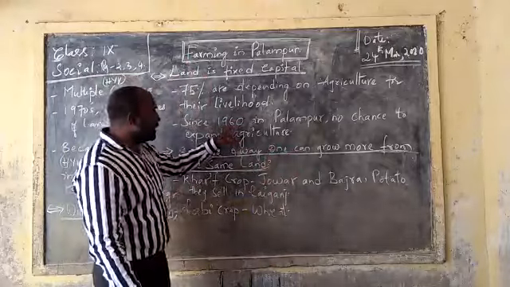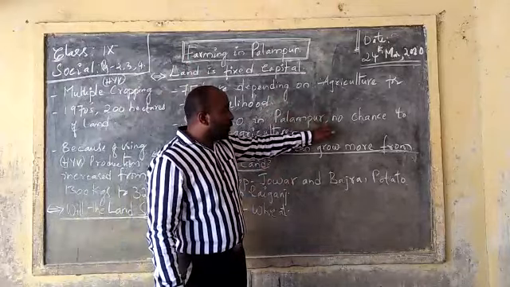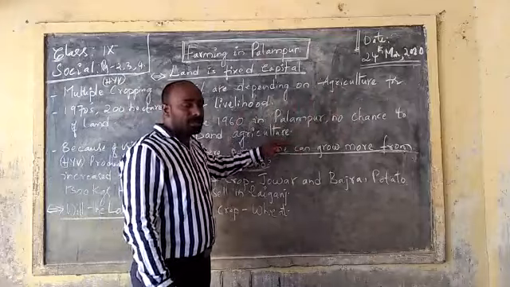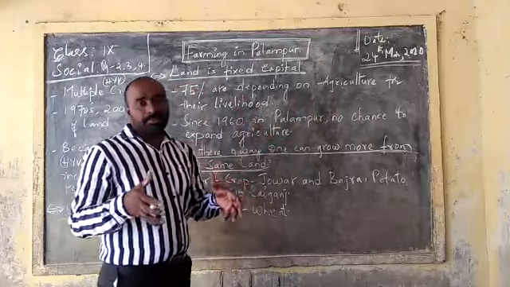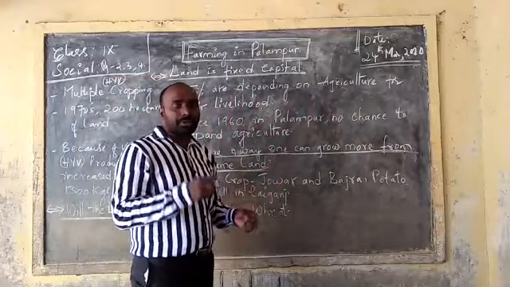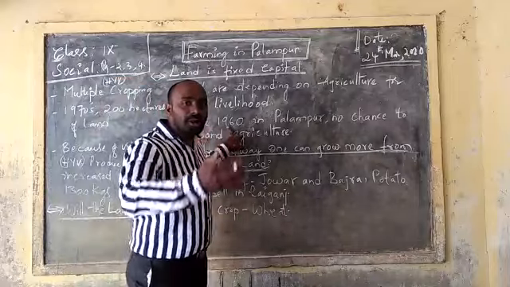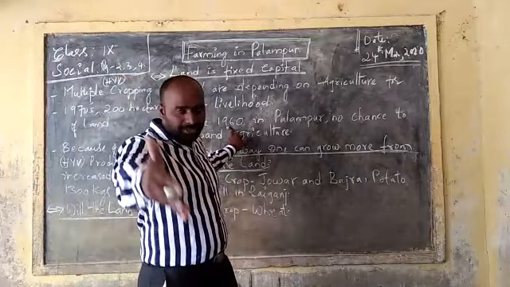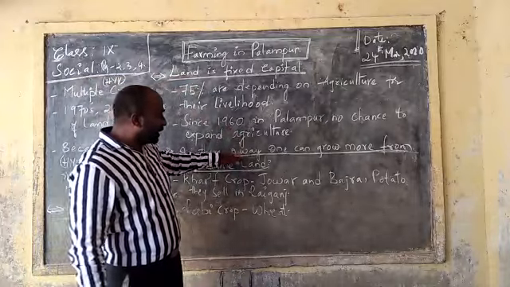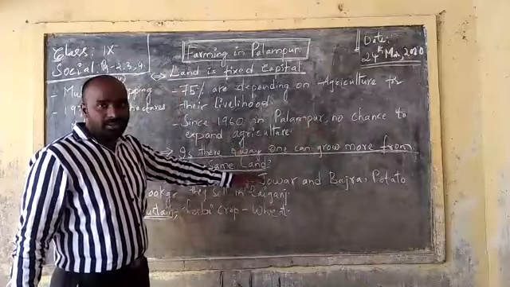Next one. Since 1960, in Palampur village, there is no chance to expand agricultural activity. That means all the wastelands were completely brought under cultivation in 1960. So there is no other chance of expanding agricultural activities. Understood? Next one. Is there a way one can grow more from the same land?